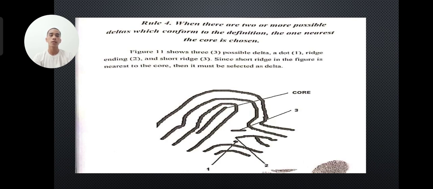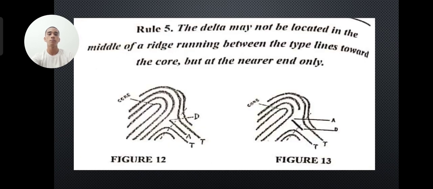So, therefore, the dot is the closest to the core, so the dot is the one we choose. Rule number 5: the deltas may not be located in the middle of a ridge running between the type lines towards the core, but at the nearer end only.